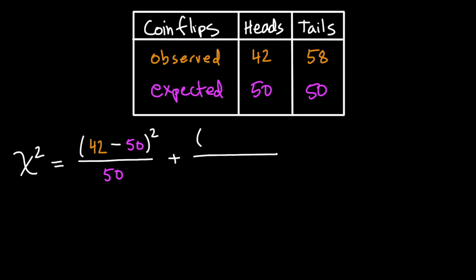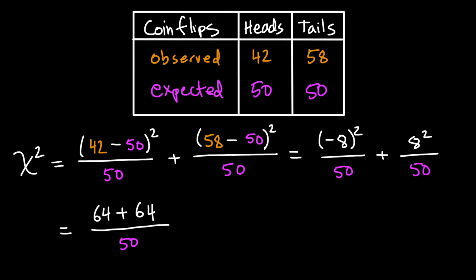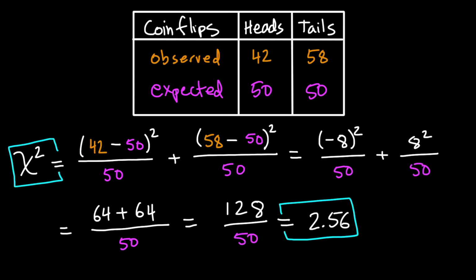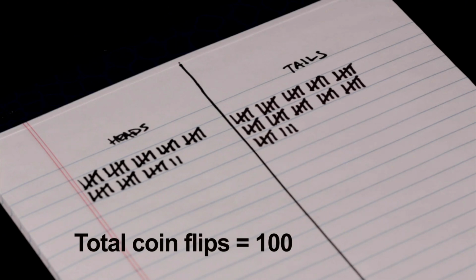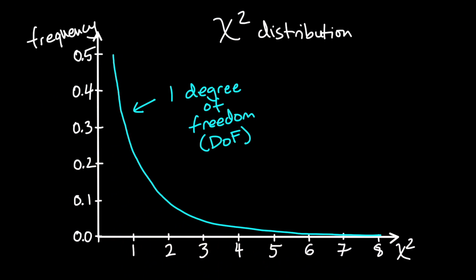If we calculate the chi-square test statistic for the coin flipping experiment, we get 2.56. How do we interpret this number? First, we need to look at the appropriate chi-square distribution. In the coin flipping experiment, there are two possible outcomes, heads or tails. If we know how many heads were flipped, we can calculate the number of tails flipped. So, we only have 1 degree of freedom. Let's refer to the chi-squared distributions for 1 degree of freedom.